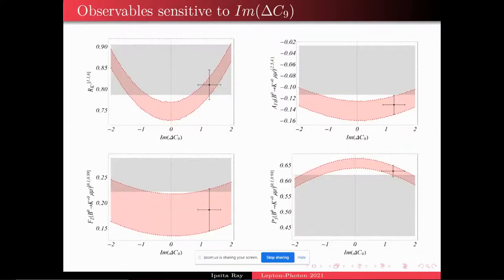To see which observables are responsible for the large imaginary delta C9 contribution, we show the variations of some of the CP averaged and optimized observables with imaginary delta C9 for allowed values of real delta C9 at 68% confidence level. Here the gray bands represent the experimental 1 sigma error bands. And these four plots clearly show that we require large imaginary contributions of delta C9 to explain these experimental observations within their 1 sigma error bands.